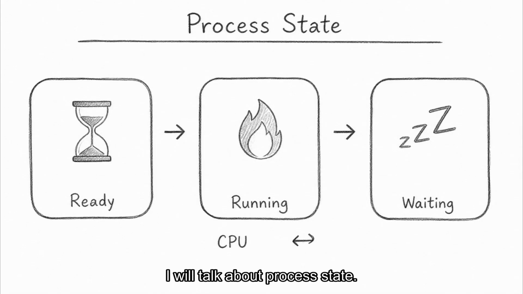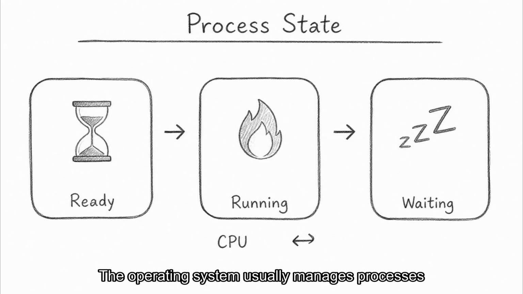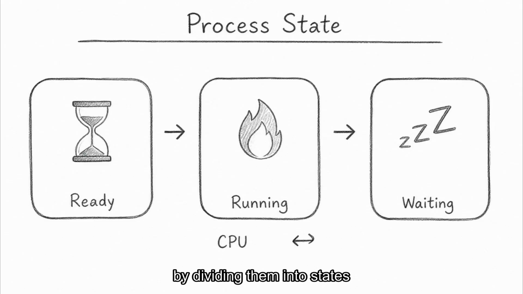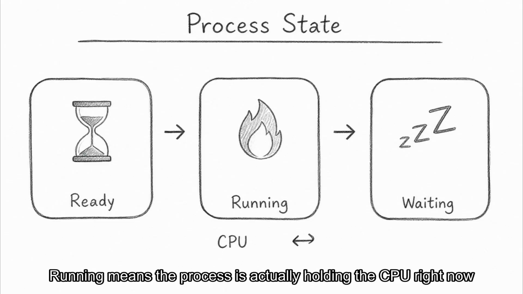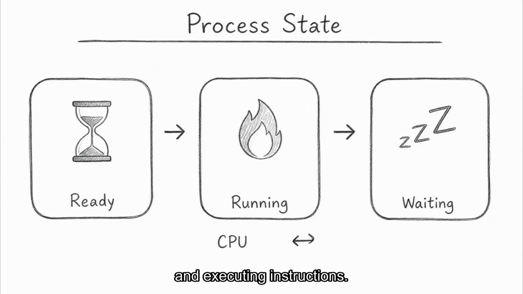And now, I will talk about process states. A process is not always running. The operating system usually manages processes by dividing them into states, such as ready, running, and waiting or blocked. Running means that the process is actually holding the CPU right now and executing instructions. In the kitchen analogy, that's when the chef is standing at the pan and actually cooking the dish.